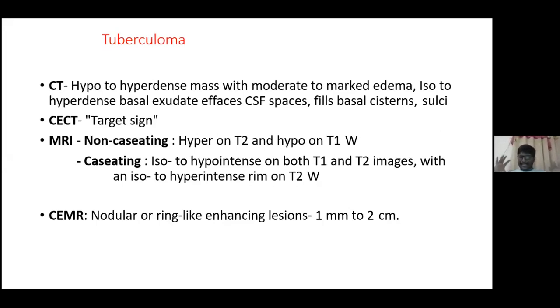Whenever you see ring enhancing lesions in an immunocompromised or even in an immunocompetent person, if there is a significant edema, this is more in case of tuberculoma. And if there are conglomerated lesions, and if the lesions are more than 2 centimeters, and if you see the midline shift, that is more in favor of tuberculoma.